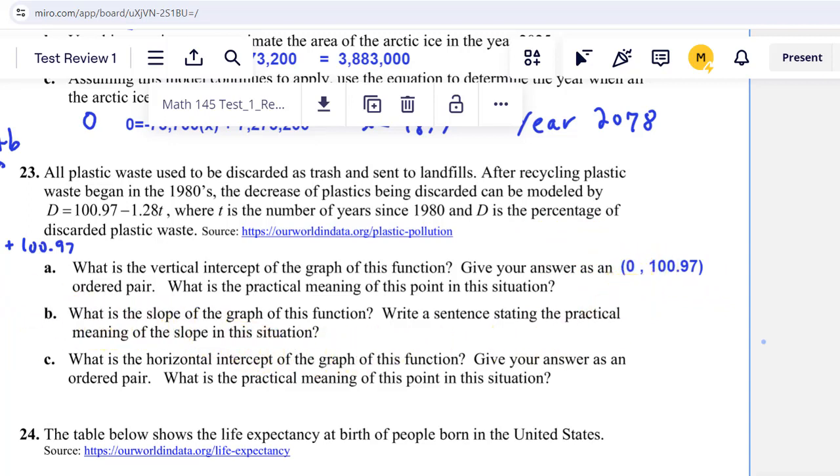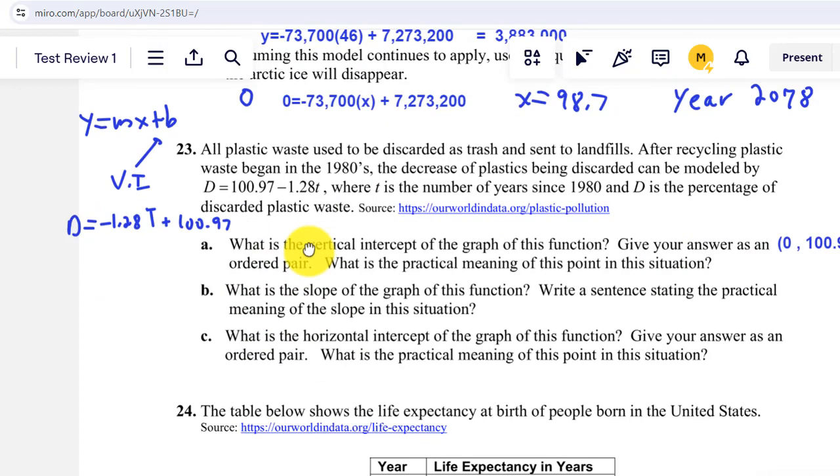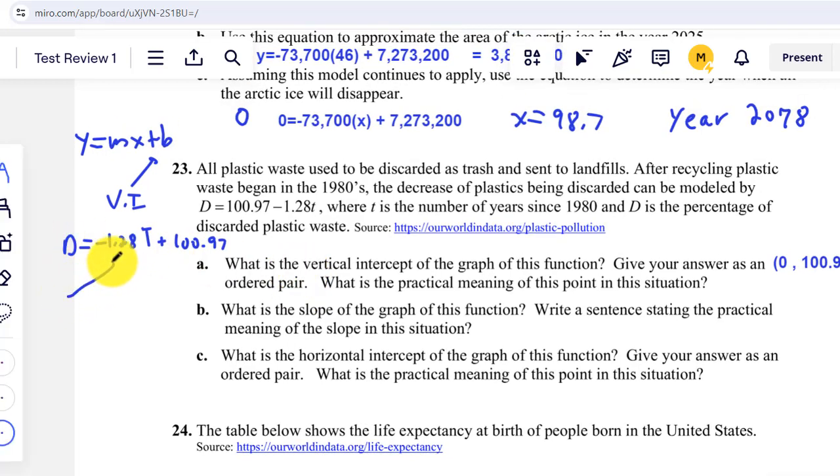Okay. What is the slope of the graph of this function? The slope is the m in y equals mx plus b. So in this case, the m was the negative 1.28. So m, which is your slope, is negative 1.28. And remember, that's in percentage terms. So the percentage of plastic waste discarded in landfills decreased, that's the negative sign, by 1.28% per year. So the practical meaning of this negative 1.28 is that the percentage of plastic waste discarded in landfills decreased by 1.28% each year.